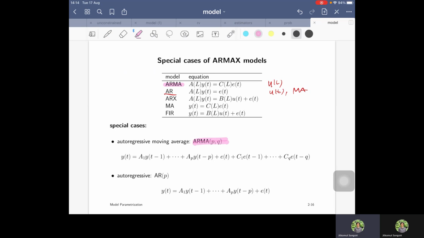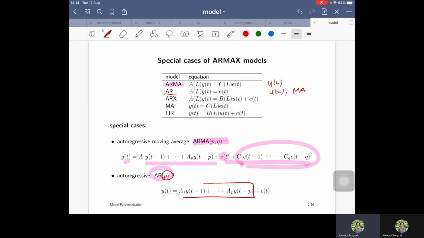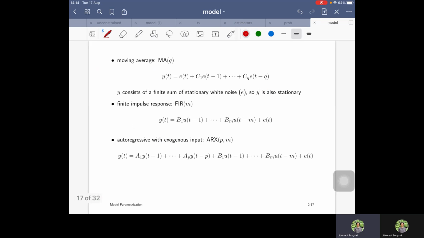The ARMA process with orders p and q contains only the autoregressive term that depends on Y, and the moving average term depends on the instantaneous noise and the noise in the past. The autoregressive process is only defined by the order p. As the name suggests, it only depends on the past of Y_t itself, and there is a direct term on E. In the moving average process, Y_t depends on the past noise and instantaneous noise.